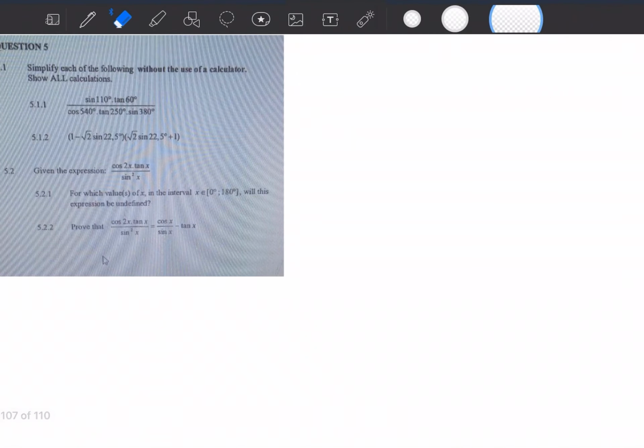So this is how the question looks like. This looks like a trigonometry question. Basically here we are asked the first question, 5.1. Simplify each of the following without the use of a calculator, and show all your calculations. So this is one of the common questions that you will get in trigonometry.